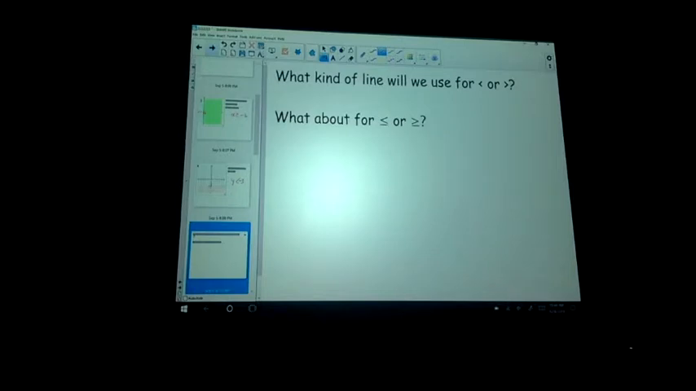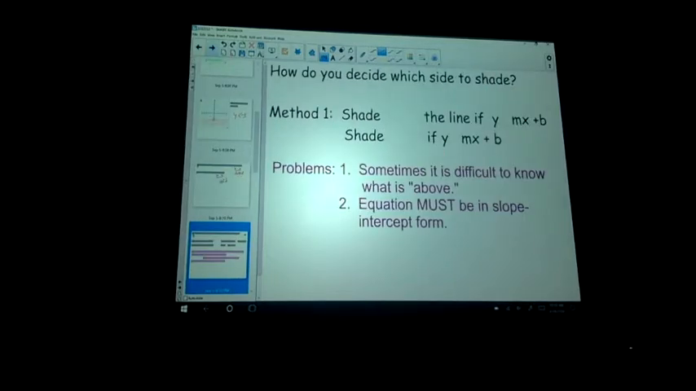What kind of line do we use for these? Dotted. What kind of line do I use for these? Everyone feel comfortable with that? Okay, welcome back to Algebra 1. Can I move on? Yeah. Ooh, I have stuff I need to move. Stuff there.